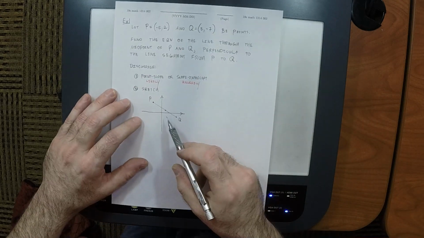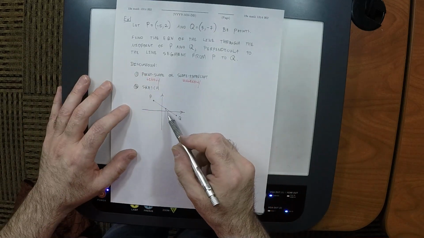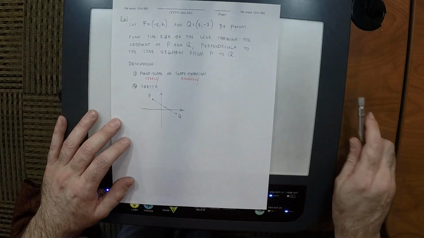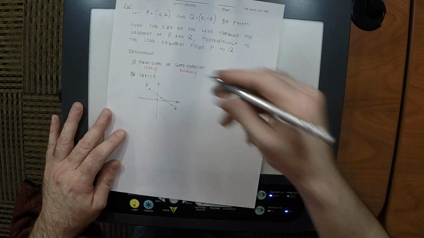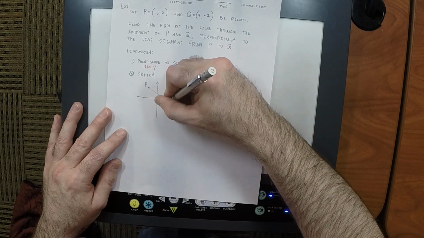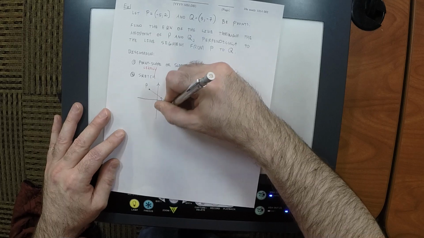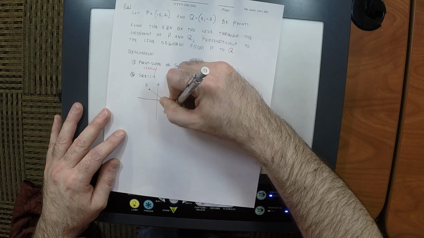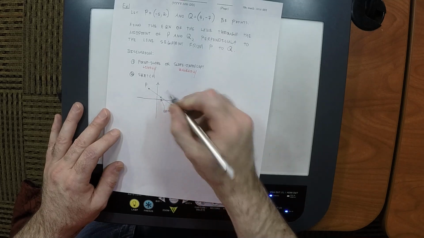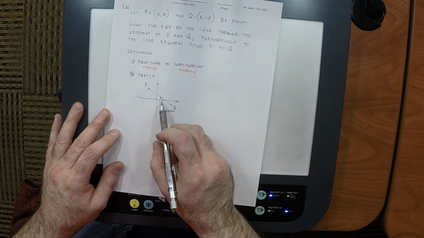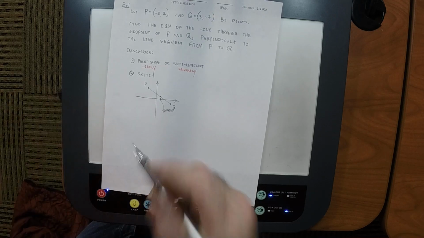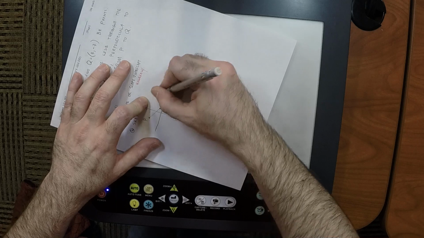I didn't carefully plot that, so that doesn't mean the midpoint is going to be in that quadrant. I just wanted to make sure that I had P and Q in the correct quadrants. So we're saying that we want to go through that point. So we want a line that goes through that point. There's infinitely many lines that go through that point. Here's one.